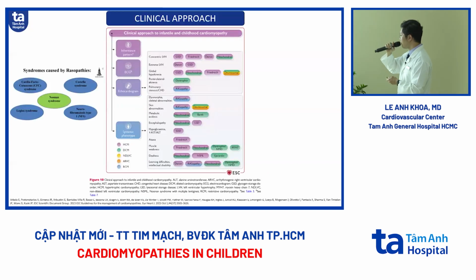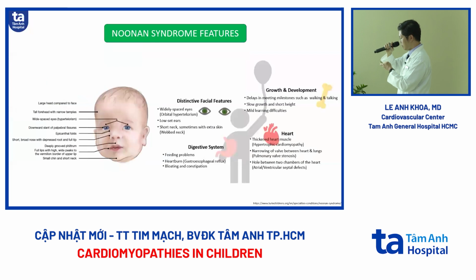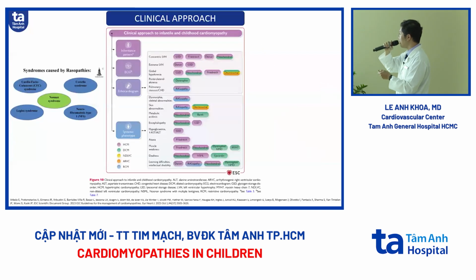Fat and scar tissue replace muscle in the right ventricle. This is the clinical approach for diagnosing cardiomyopathy in children. It includes four important parts. The first part is the inheritance pattern with genetic testing. The second part is the ECG. The third one is the echocardiogram, and the last one is the systemic phenotype.